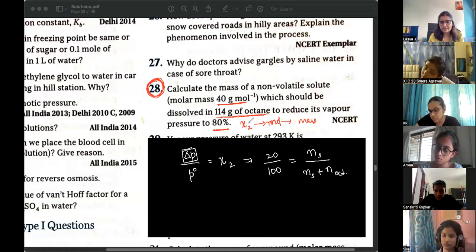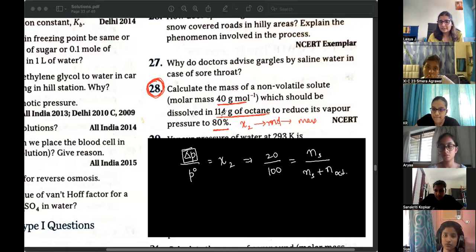So, get the mole fraction. So, once you have the mole fraction, you can calculate number of moles of octane. Get mole fraction of what? Octane. Of the solute. But how would you find that? You only have molar mass.